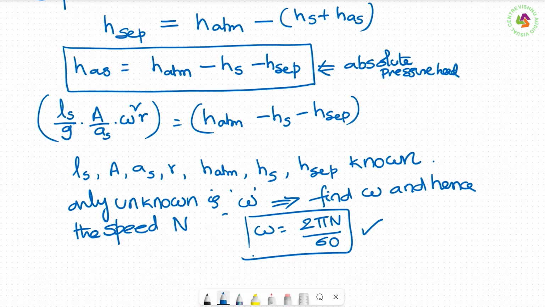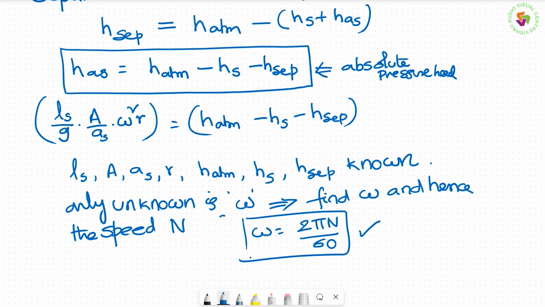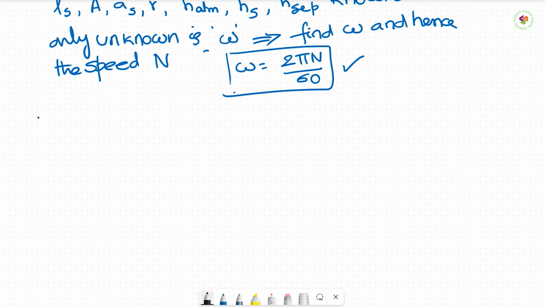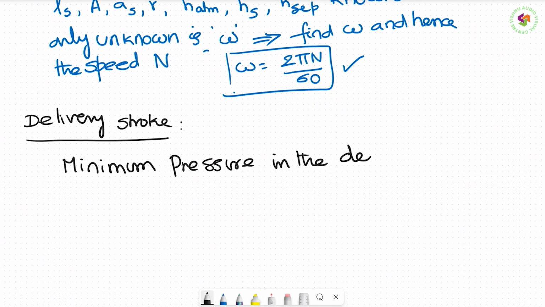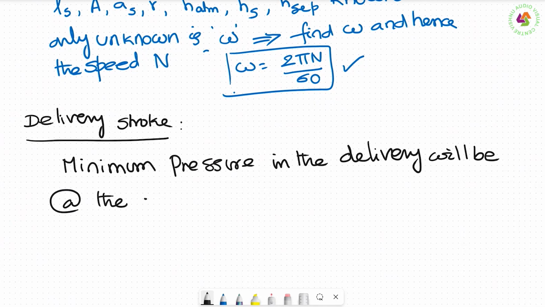So I write that, and we know Has at the beginning of suction stroke, when theta is equal to 0 and cos 0 is equal to 1, is Ls by g, A by As into omega square r. Everything in this except omega we know. The only thing we need to find is omega. Once you find omega, find the speed. This is the first thing. Then I will go to the delivery stroke. Please remember, the minimum pressure in the delivery stroke will be at the end of delivery stroke.